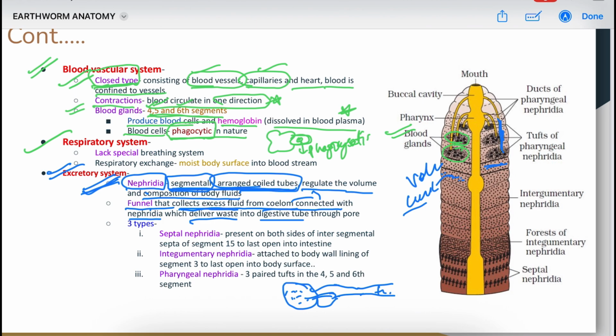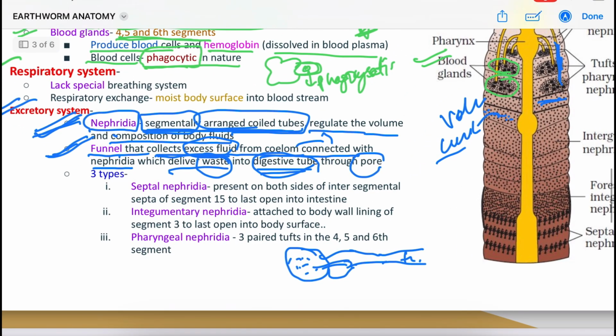नेफ्रीडिया क्वाल ट्यूब है जो कंपोजिशन और बॉडी फ्लूइड को रेगुलेट करती है. फिर फनल है. Next is funnel that helps in delivering the waste and excessive fluid into digestive tube. इसका फंक्शन क्या है? वेस्ट मटेरियल को डाइजेस्टिव ट्यूब में ट्रांसफर करना. ओके. फनल का बेसिकली पर्पज है ट्रांसफ़र करना वेस्ट मटेरियल को.